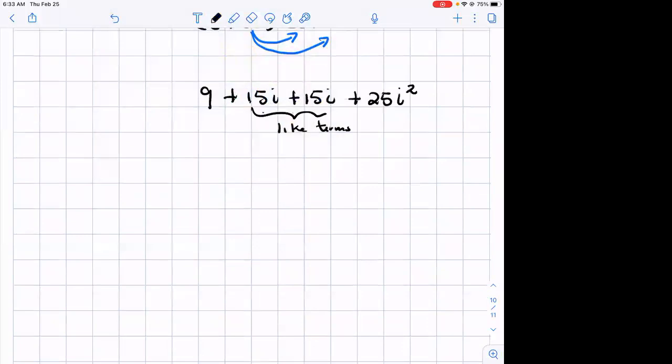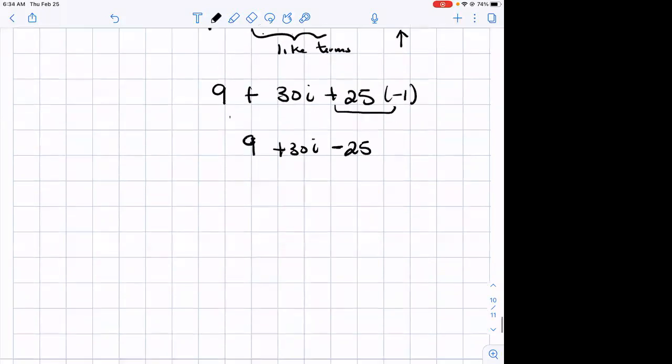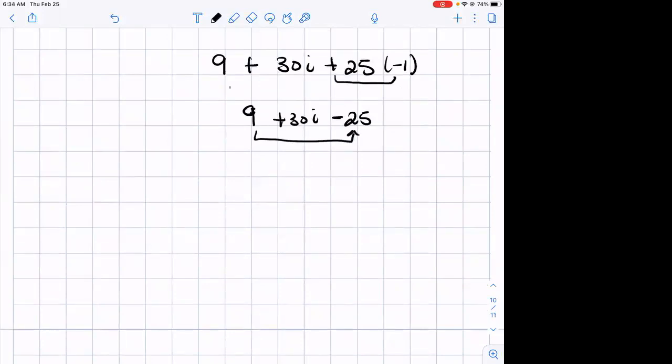So this leaves us with 9 plus 30i plus 25. And don't forget, i squared is minus 1. So that leaves us with 9 plus 30i. The plus and the minus becomes minus 25. And 9 minus 25, like terms, this becomes minus 16 plus 30i.